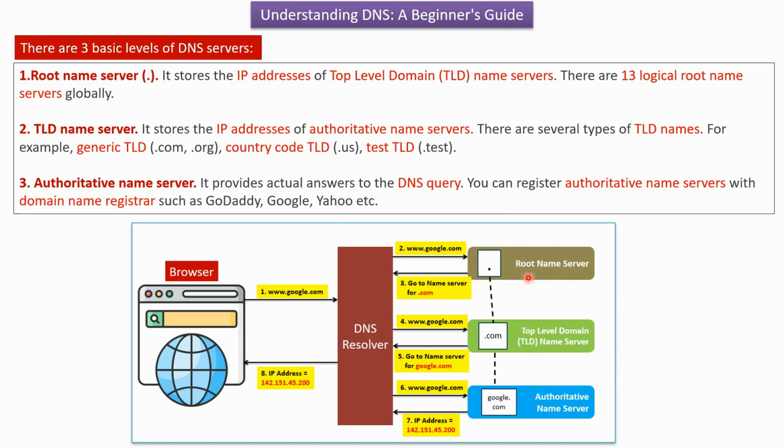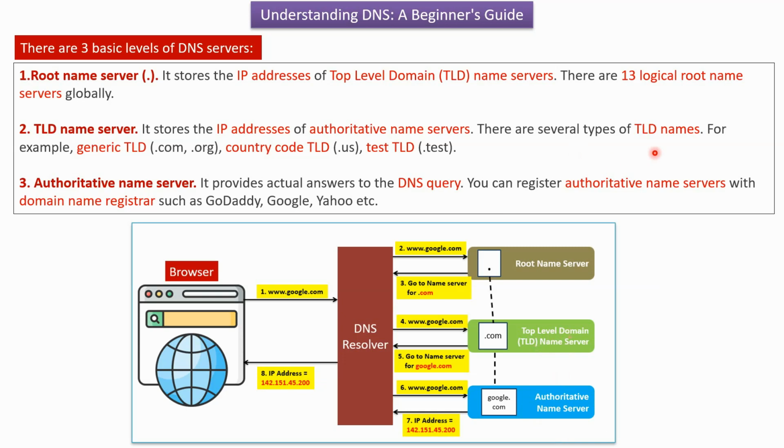The first one is root name server. It stores the IP addresses of top level domain name servers. And globally there are 13 logical root name servers. Second one is top level domain name server. It stores the IP addresses of authoritative name servers.